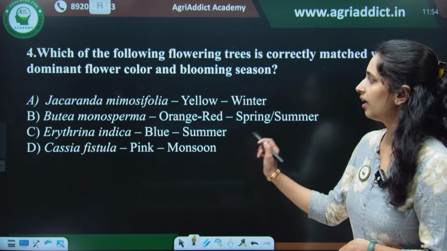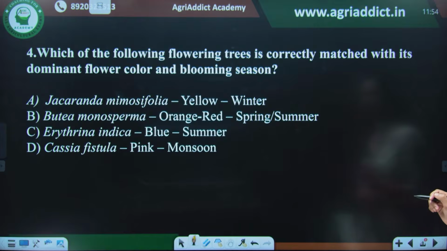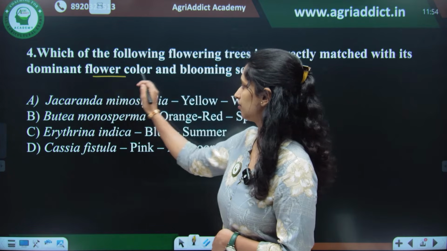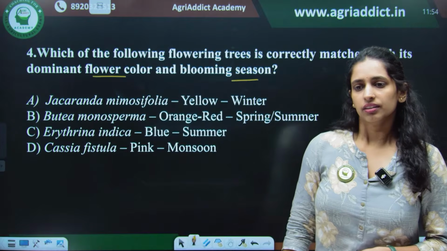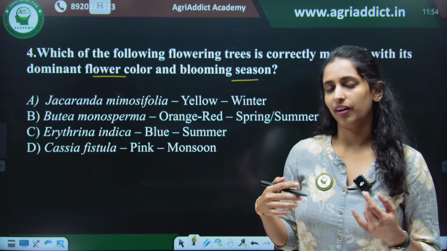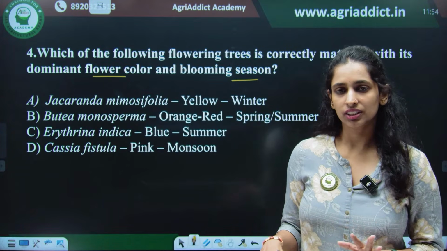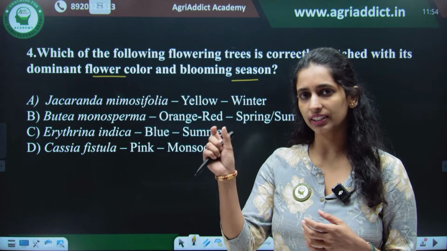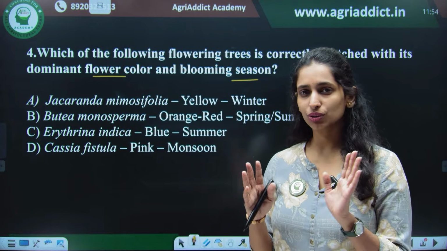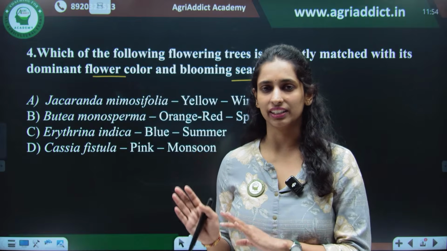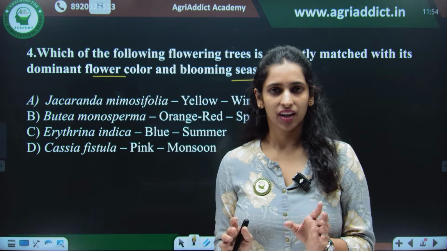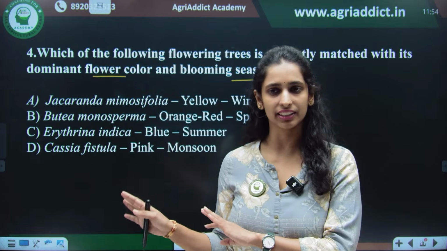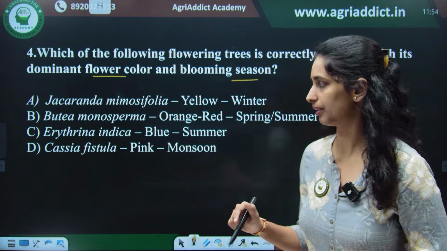Fourth question. Which of the following flowering trees is correctly matched with its dominant flower color and blooming season? This is their favorite question, flower color or season. Just go through the important trees, shrubs, climbers, their season and flower color. Whoever cannot remember, look at the photo, because seeing photos helps you remember. We remember easily because we directly see them, so you can remember like that.